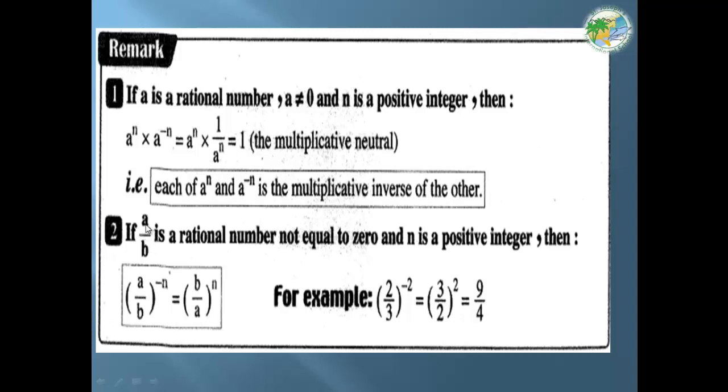Okay, if a over b is a rational number not equal to 0 and n is a positive integer, then a over b power negative n equal what? b over a power n. Why do we change the place here? Since n is a negative power, we change the place of the numbers: a over b changes into b over a power n. For example, 2 over 3 power negative 2 equal 3 over 2 power 2 equal 9 over 4. 3 power 2 equal 9, 2 power 2 equal 4. Fine.